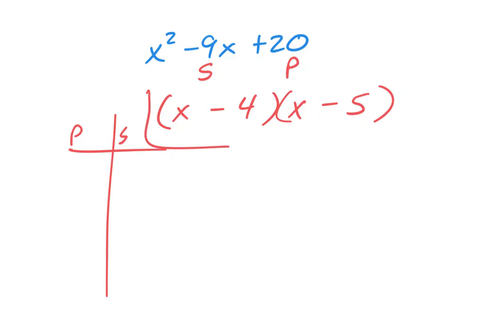Okay? But the goal ultimately is to make these two things work. As long as you find something that multiplies to get 20 and adds to get -9, then we're good to go.